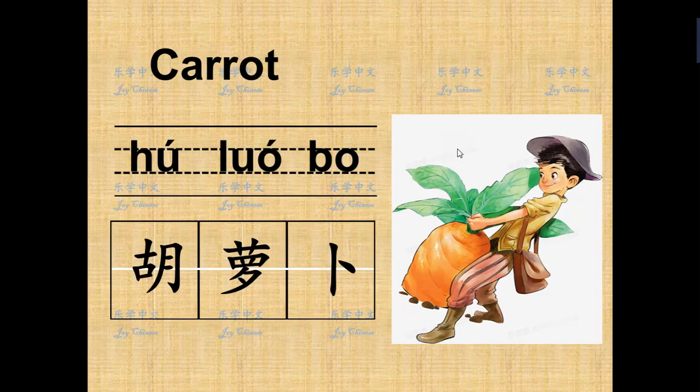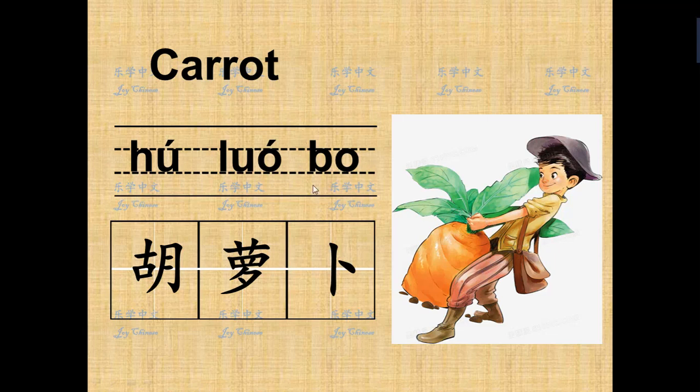And the next one, if you remember, in the last video we learned a word, ba. We pronounce it in Chinese, ba. I showed this funny picture to you. And this word pulling out is 胡萝卜, which means carrot.